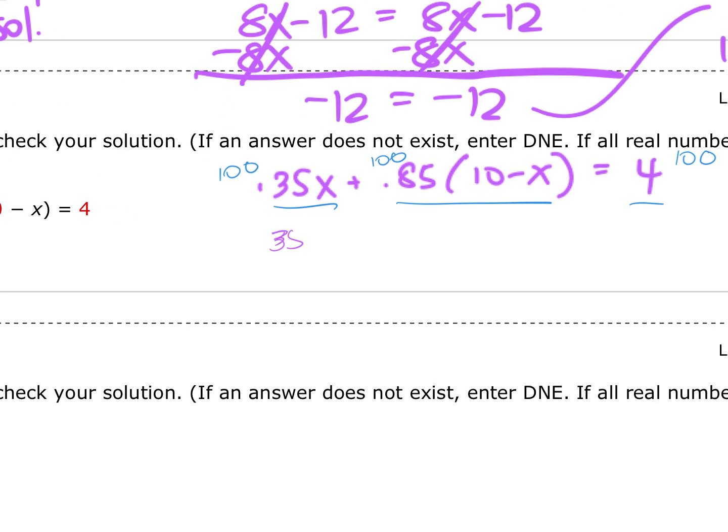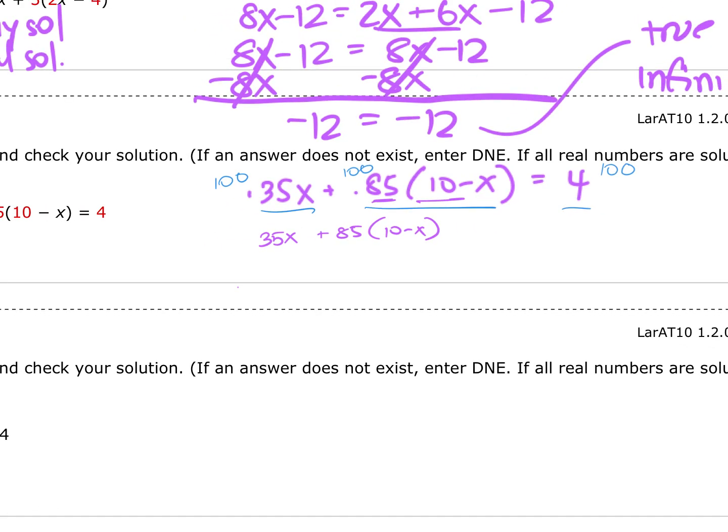It's going to leave me with 35x plus 85 times 10 minus x. I only have to multiply it to one of the two. That's a product, so it just multiplies to the front term. And then equals 4 times 100, or 400. And I like that because I don't have to deal with decimals. You don't have to do that. You can work with the decimals, but I think it's easier to work without them, so I'm going to distribute the 85 now, and I'm going to get 850 minus 85x equals 400.